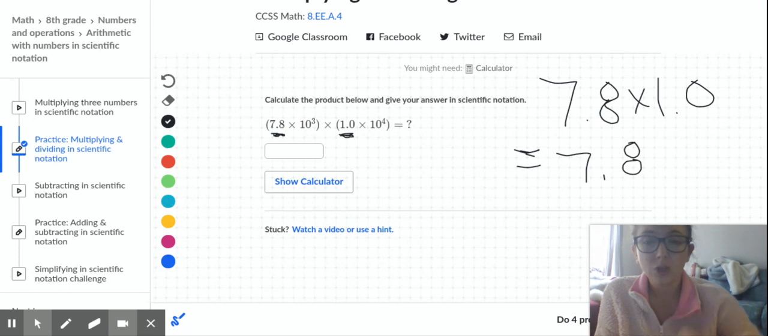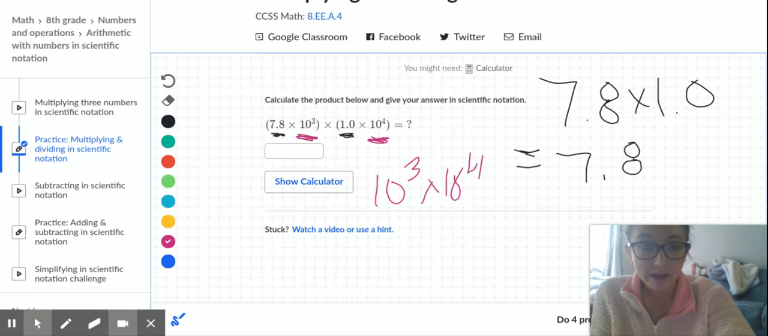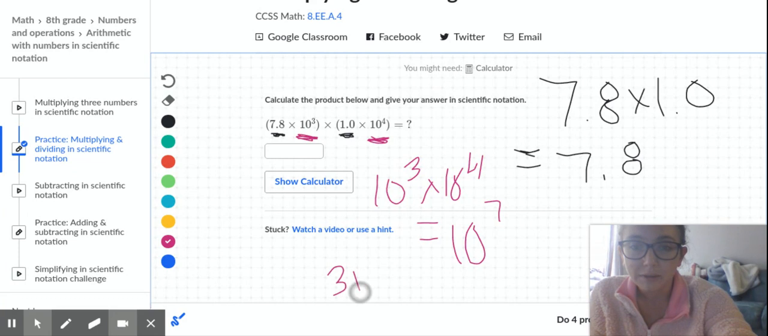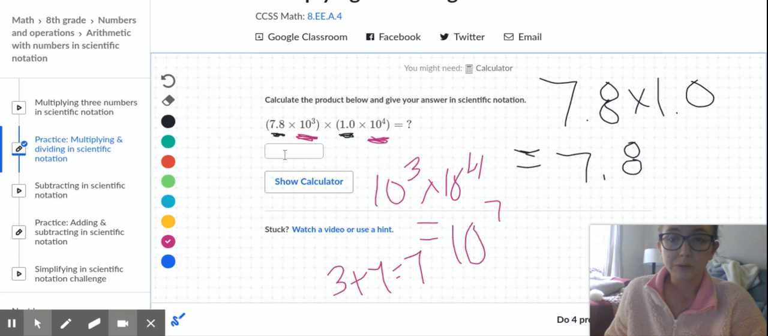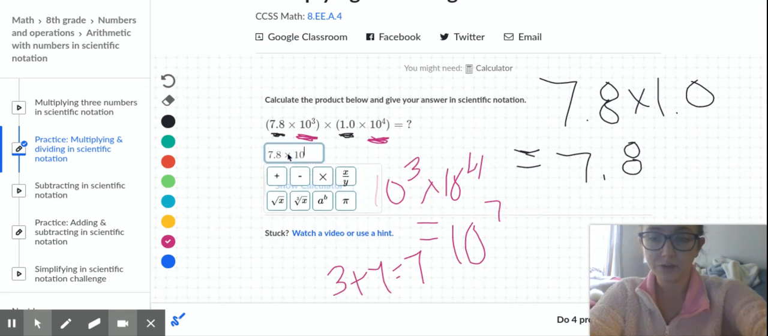So far, so good. We also need to multiply our powers of 10 together. But when we multiply powers of 10, like 10 to the third times 10 to the fourth, because those have the same base, we can add their exponents. So 10 to the third times 10 to the fourth will just give us 10 to the seventh, because 3 plus 4 is 7. So to write our final answer, we'll write it as 7.8 times 10 to the seventh. Will it let me hit enter? No, it won't.